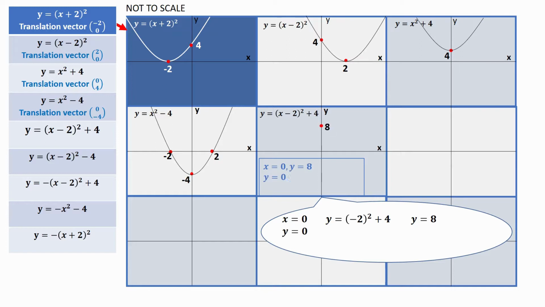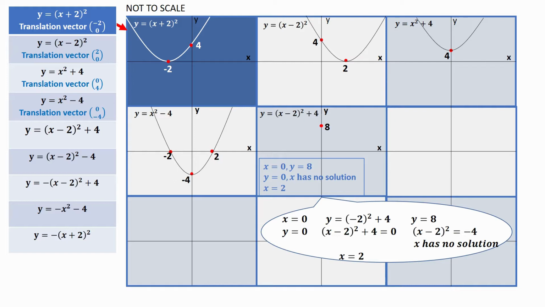When y equals 0, (x minus 2) all squared plus 4 equals 0. So (x minus 2) all squared equals negative 4. Simplify further by finding the square root of both sides of the equation. But finding the square root of a negative number is impossible, so x has no solution. So the curve does not intersect the x-axis. To sketch the curve, another point is needed.